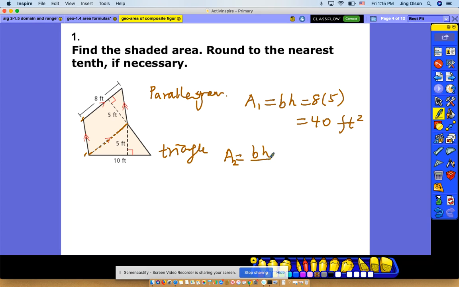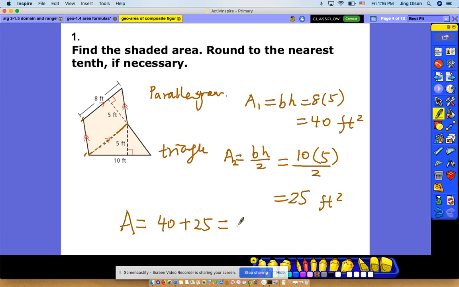The triangle's area, I'm going to call area 2, the second shape, A2. Base times height divided by 2. The base is 10, the height is 5, then divided by 2. 10 times 5 is 50, and 50 divided by 2 is 25. Or you can do 10 divided by 2, which is 5, and 5 times 5 is 25. So 25 feet squared. The total area for this composite figure will be these 2 shapes added together. So we have 40 plus 25. The answer is 65 feet squared.